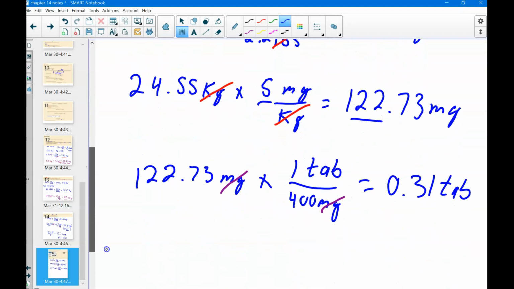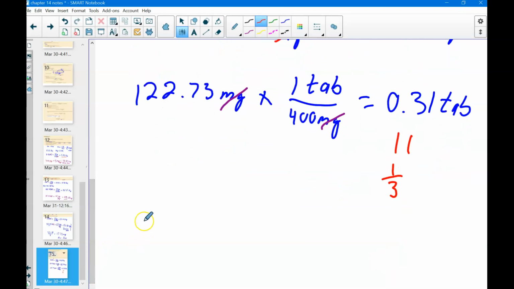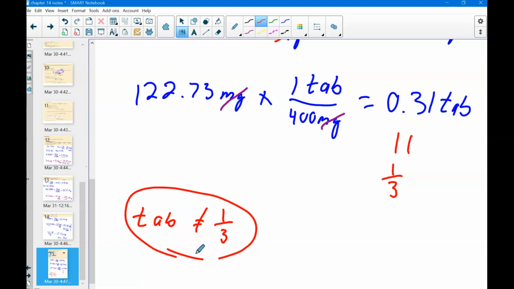So we have a problem here. 0.3 actually boils down to 1/3 of a tablet. And we do not serve tablets in 1/3 because we have no way of regulating that. So in this case, it's sort of a trick question. And the appropriate answer will be call the physician for clarification on the dosage.